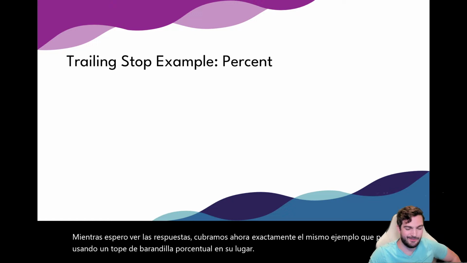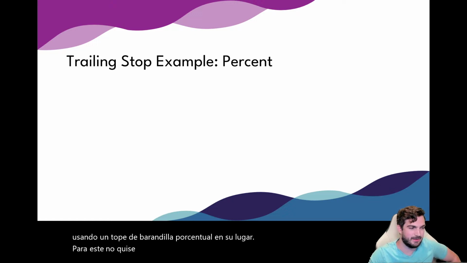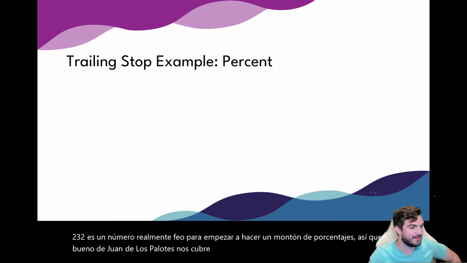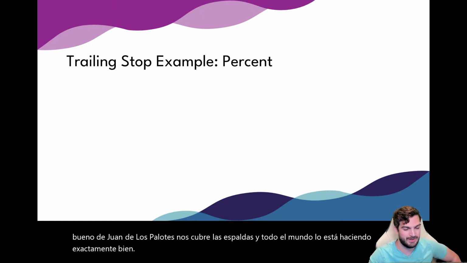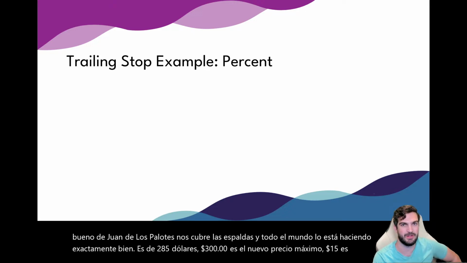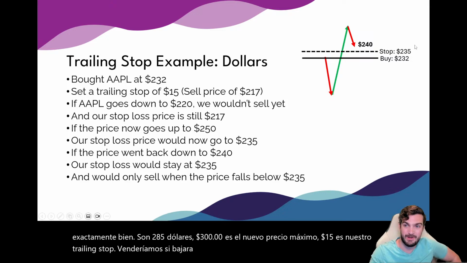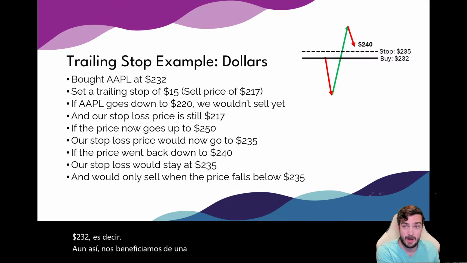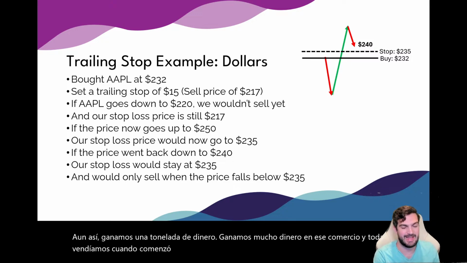For this one, I didn't want to use Apple's price because honestly, 232 is a really ugly number to start doing a bunch of percentages with. So good old Juan de los Palotes has our back, and everyone is getting it exactly right. It is $285. $300 is the new high price. $15 is our trailing stop. We'd sell if it went below $285. And remember, our buy price was $232, meaning we still profited a ton of money. We made a lot of money on that trade, and we still sold when it began to go down. That's the beauty of trailing stops.